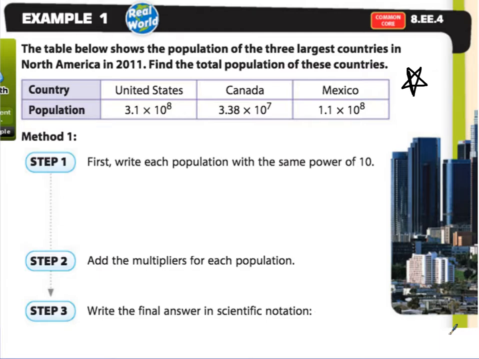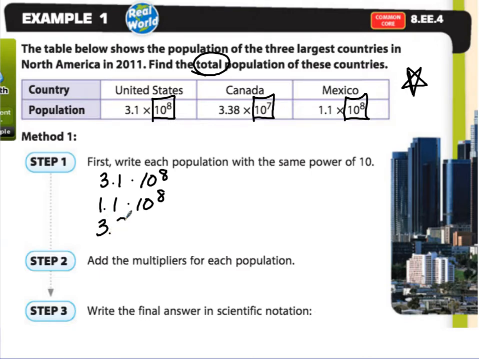So the first thing that you're going to do is write each number so it has the same power. Okay, we want to find the total population. So right here we have 10 to the 8th, here we have 10 to the 7th, and here we have 10 to the 8th. So I would rather change 1 instead of changing 2. So I'm going to change 10 to the 7th to become 10 to the 8th. So 3 and 1/10 times 10 to the 8th is going to stay the same, and 1 and 1/10 times 10 to the 8th is going to stay the same. But 3 and 38/100 times 10 to the 7th is going to change.